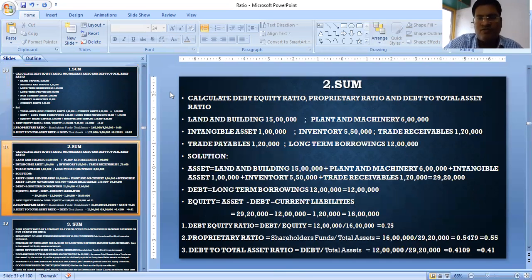We will do one more sum. Calculate debt equity, proprietary and debt to total asset ratio. The sum is given like this: land and building, plant and machinery, intangible asset, inventory, trade receivables. These 4 items we will add.